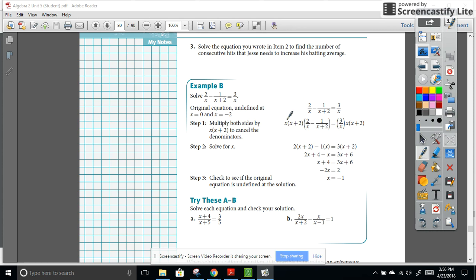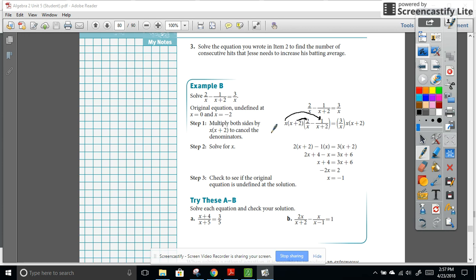Okay, we've got to multiply this x times this 2 over x, and then we've got to multiply x plus 2 times 2. Well, when we multiply the x times the 2 over x, it cancels out, but we still have to multiply these two together. And over here, when we multiply this fraction times this right here, the x plus 2's cancel out, but I still have to multiply that x times that. So that's where they got this right here.